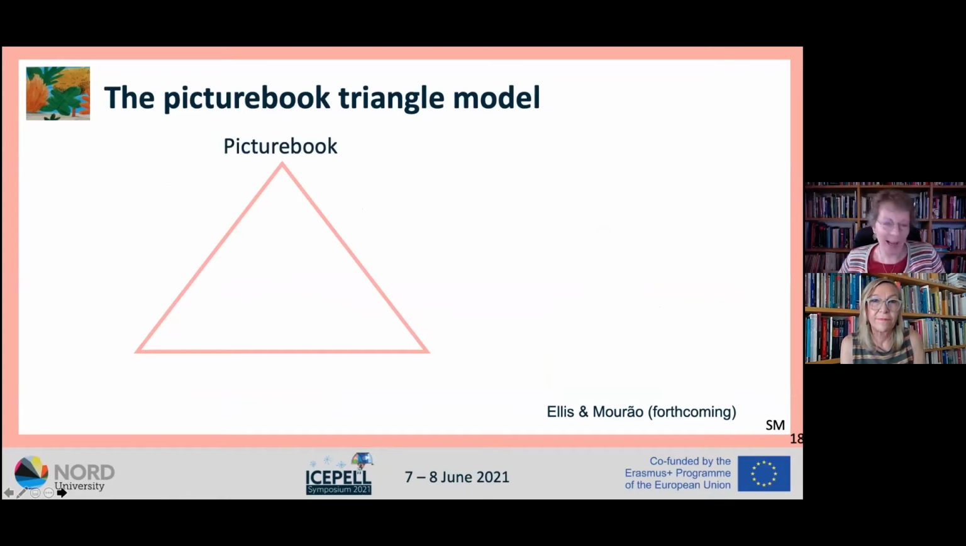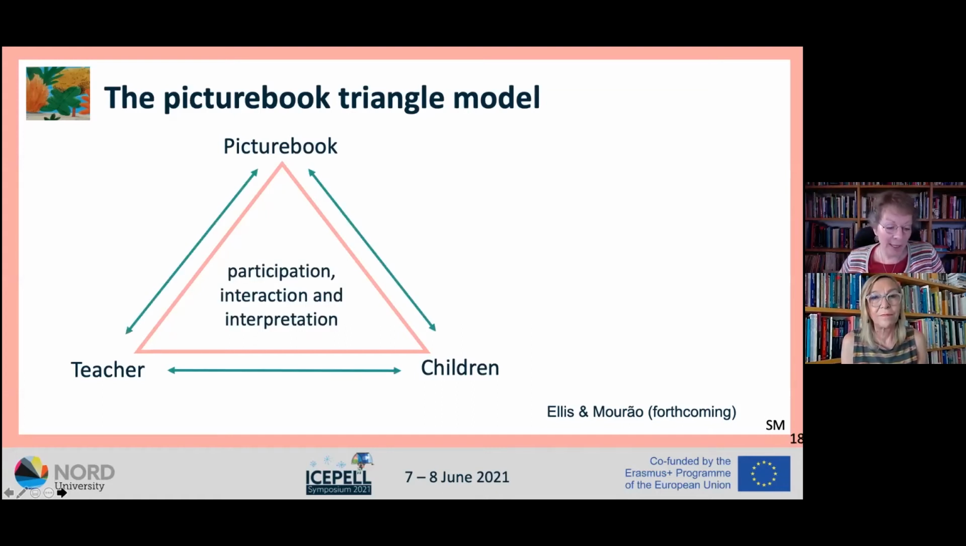The picture book as aesthetic object, how the peritextual features and the pictures and words interanimate and contribute to meaning. The children, their age, the knowledge of English, the languages they speak, their knowledge of the world, their interests, their individual and collective personalities, and the teacher, the expressive techniques used during the read aloud. Now, the picture book triangle model highlights the potential interaction that can occur during a read aloud event, as each factor influences the other. And you can see here that the arrows are going backwards and forwards from each of the corners of the triangle.